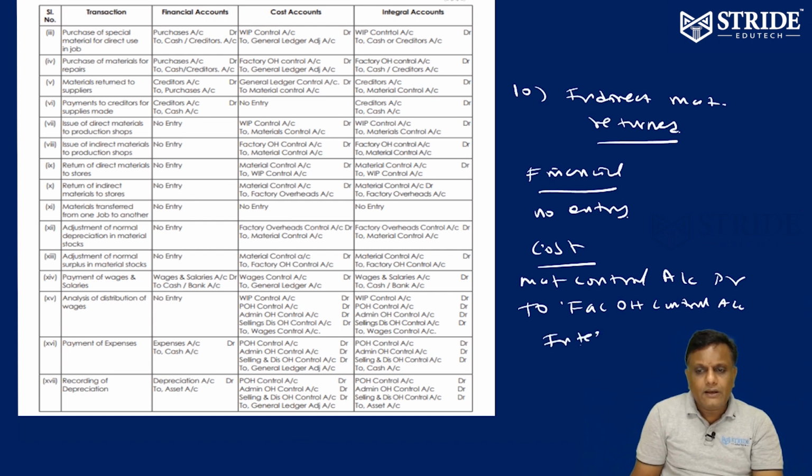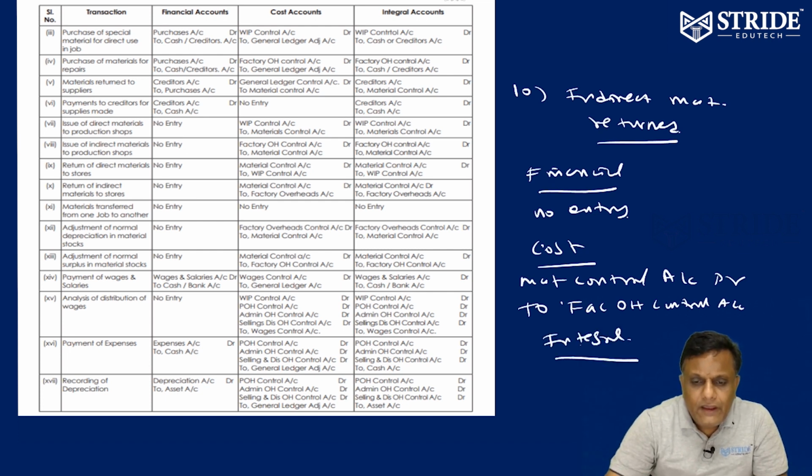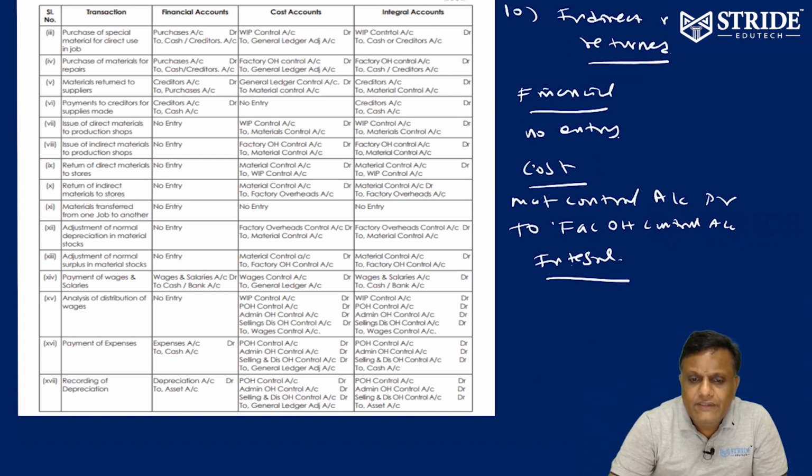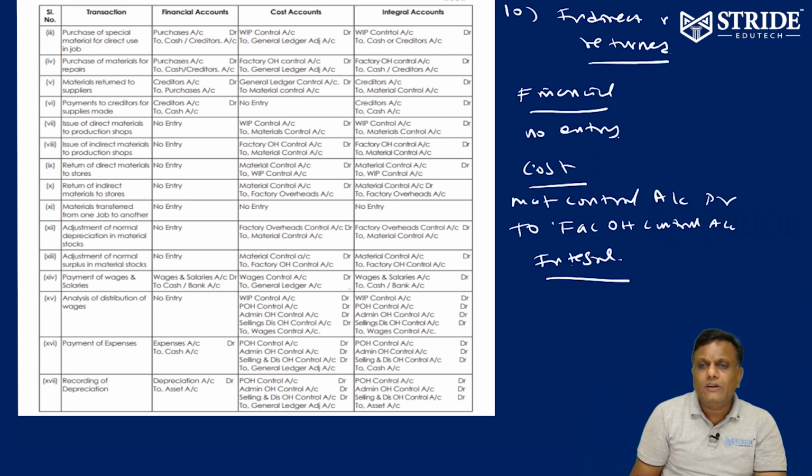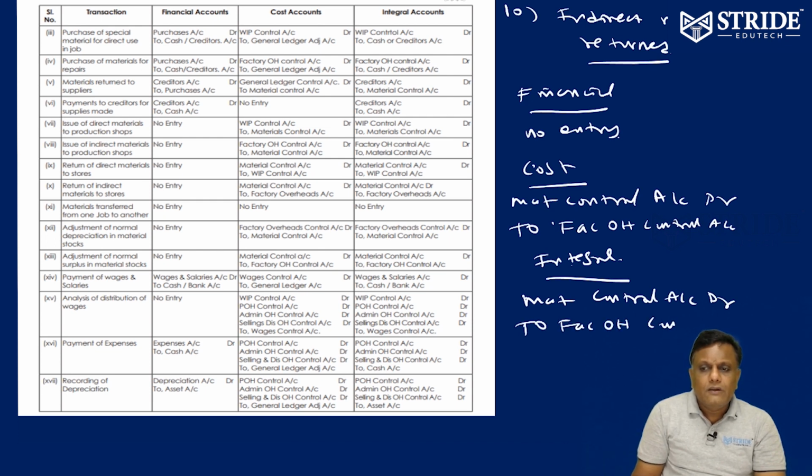Next, integral books. In integral books, finance and cost are integrated. There is no financial entry. Whatever be the entries in the cost, the same entry will come. Therefore, material control account debited to factory overhead control account. Material control to factory overhead control.